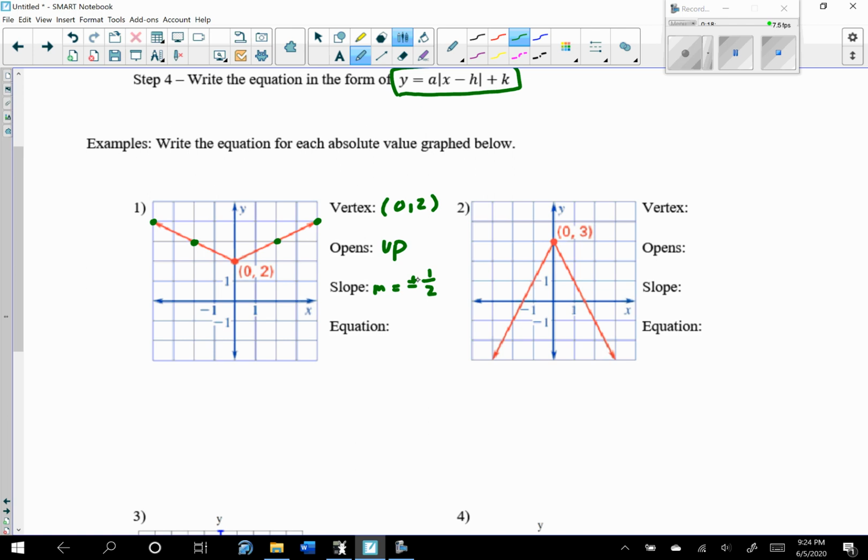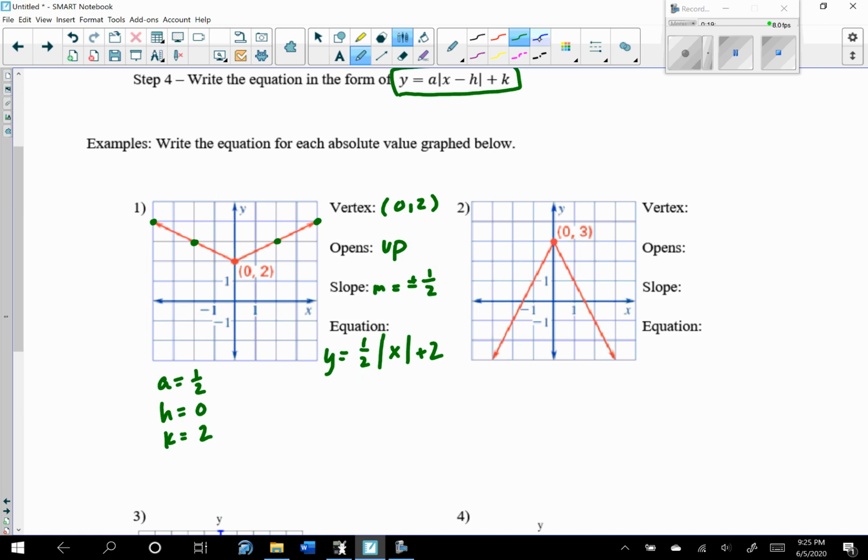So that means our slope is equal to plus or minus 1 over 2. So again, because the graph is opening up, we know our A value is going to be positive, so our A is equal to 1/2. Our H in this case is equal to 0, and K is equal to 2. So for the equation, y equals 1/2 times the absolute value of x minus 0, which we don't need to write, and then plus 2.